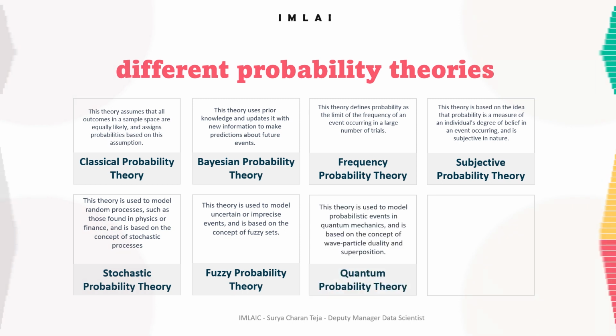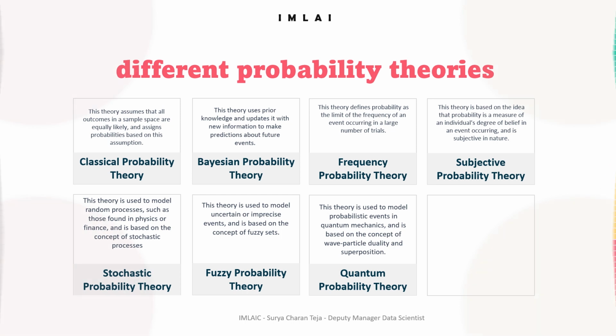Then quantum probability theory. This theory is used to model probabilistic events in quantum mechanics, and is based on the concept of wave-particle duality and superposition. If you want to see an example, predicting the probability of a photon being detected in a certain location in an interference experiment, based on the wave-like nature of the photon and the probabilistic nature of quantum mechanics. So, this is called quantum probability theory.